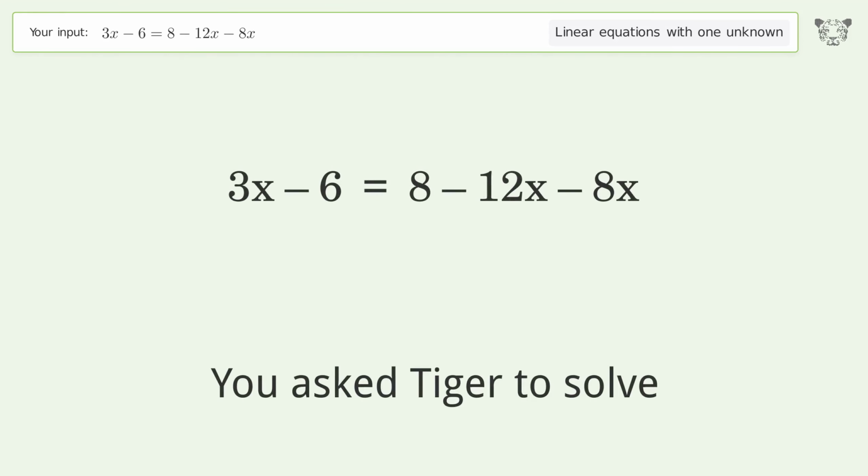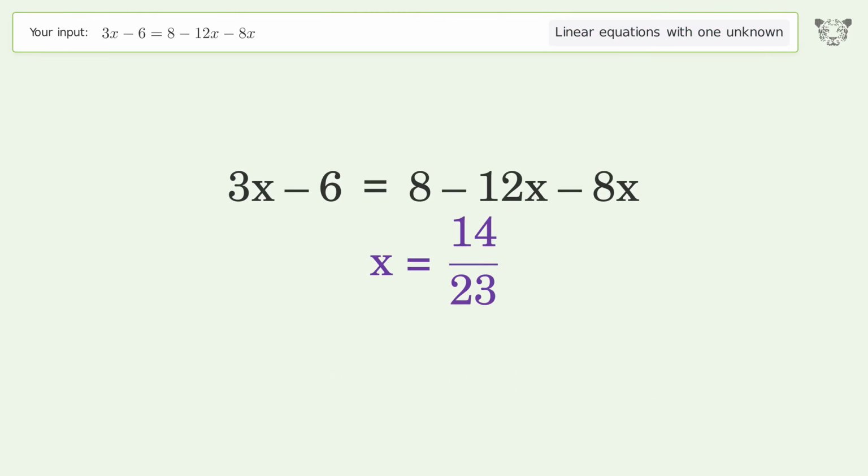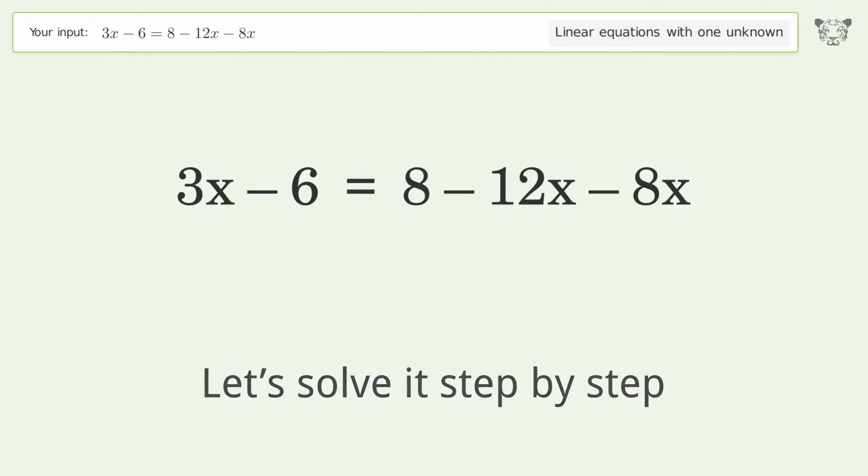You ask Tiger to solve. This deals with linear equations with one unknown. The final result is x equals 14/23. Let's solve it step by step.